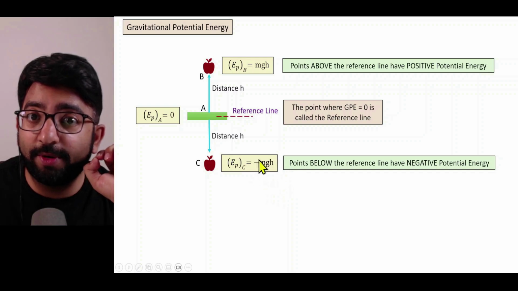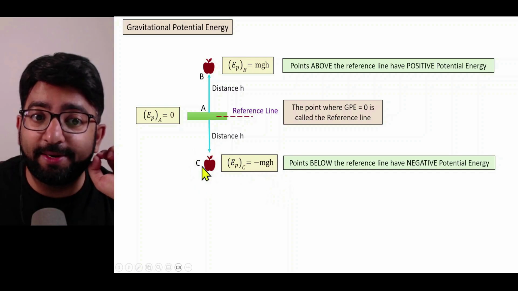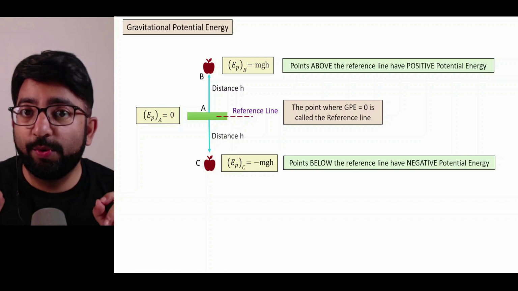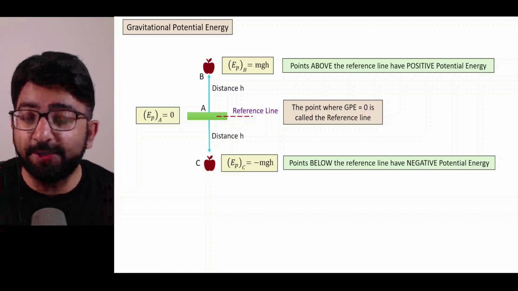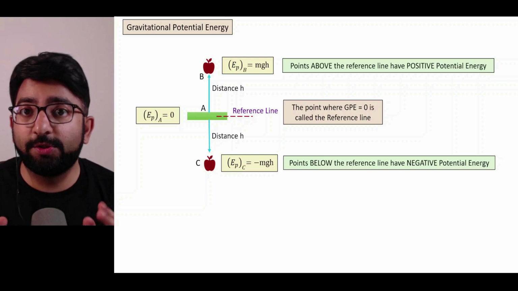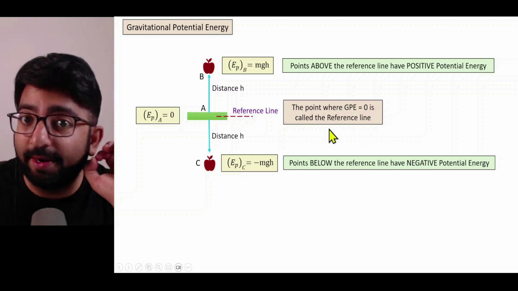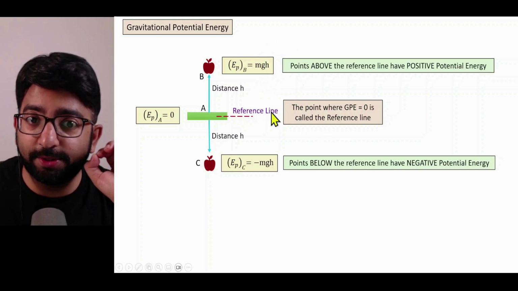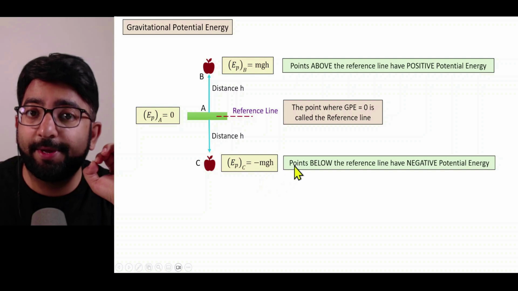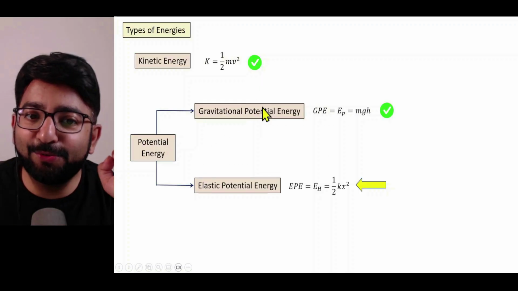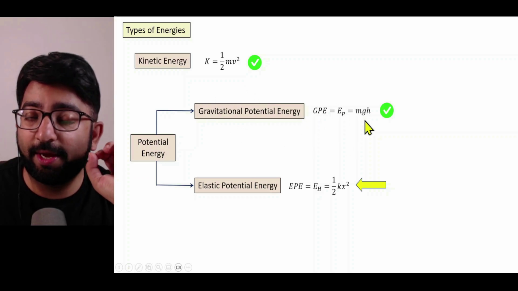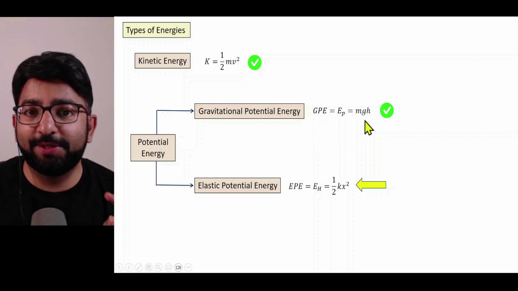Now, why do we put a minus sign? Because the object is under the reference line. While solving questions which deal with potential energy in this chapter, it is very important for us to analyze what the reference line is. If we go above the reference line, potential energy will be positive. Below the reference line, potential energy will be negative. So this was all about gravitational potential energy. The formula is mgh, but we need to be careful about the sign.